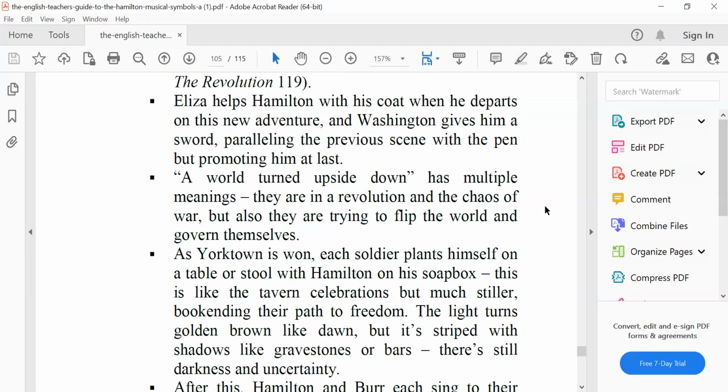Eliza helps Hamilton on with his soldier's coat, and Washington gives him a sword. Before, he gave him a pen, but now he's giving him a promotion. Handing somebody a sword, handing somebody a pen is pretty obvious symbolism. One can look at deeper meaning in the lyrics. A world turned upside down. Okay, sure, we're in a revolution, but we're also trying to flip the world.